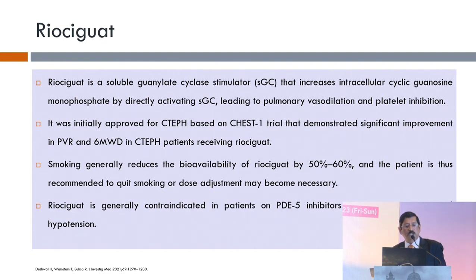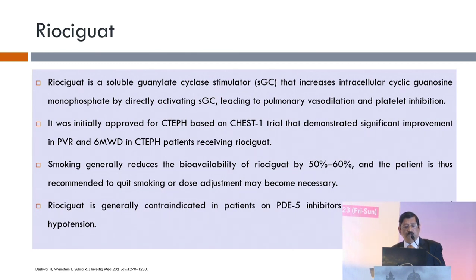It was initially approved for chronic thromboembolic pulmonary hypertension based on the CHEST-1 trial, but later it was used for pulmonary arterial hypertension too, and please remember it has shown very good effects. However, smoking should be prohibited as the bioavailability of riociguat reduces by 50 to 60%. Or you may go for dose adjustment if smoking continues, but please ask your patient repeatedly at each clinic visit to quit smoking.